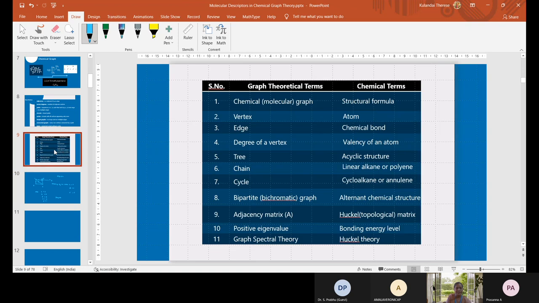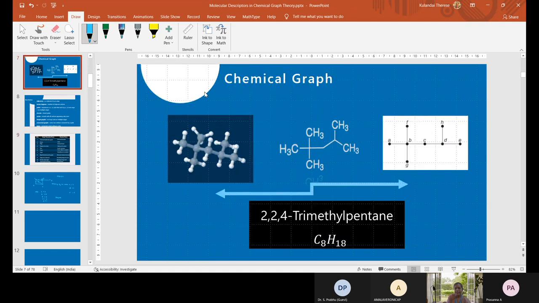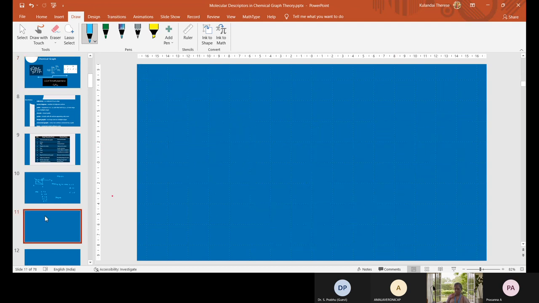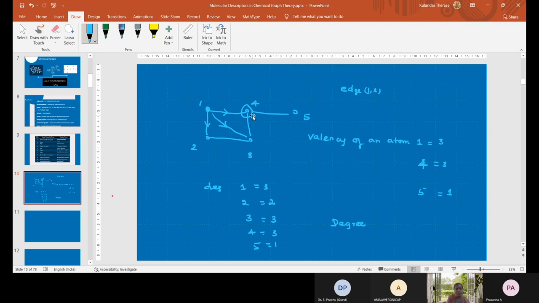The next concept is a tree, or an acyclic structure. Now you can see that this is an acyclic structure. There is no cycle. What is the meaning of cycle? Cycle means, here itself you can see, 1, 2, 3, 4 is a cycle. Is there any other cycle in this chemical graph? You can see that there are cycles.